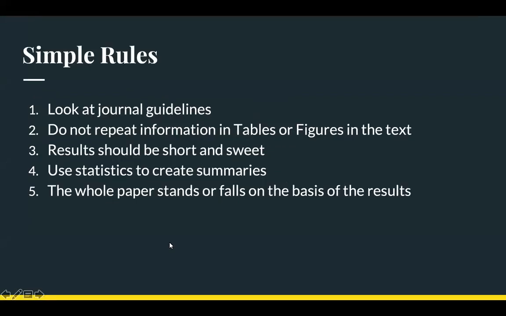So some simple rules to think about when you're writing your results: look at your journal guidelines. Journals tend to give you guidelines about how to present your results so that it's in line with the other papers that they've published in the journal.